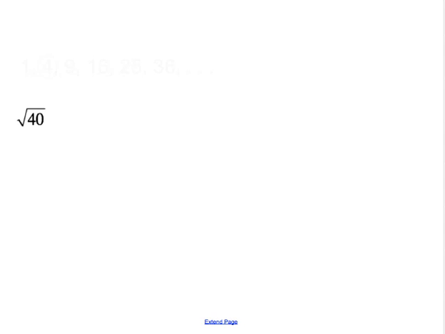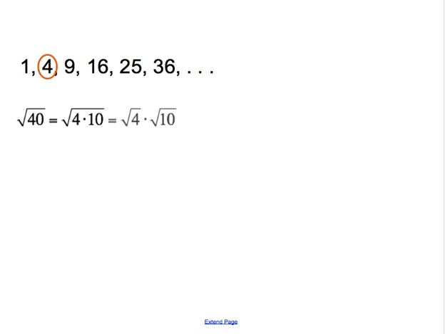I want to find a square number that divides 40. So we think back to what those square numbers are. 1, 4, 9, 16, 25, 36. And a quick check will recognize that 4 divides 40. So that's the number I want to use. I'm going to divide 40 up into 4 times 10. That I can split into square root of 4 times square root of 10. And the square root of 4 is 2. So the square root of 40 simplified is 2 times the square root of 10.